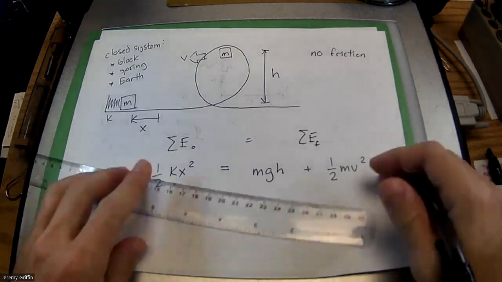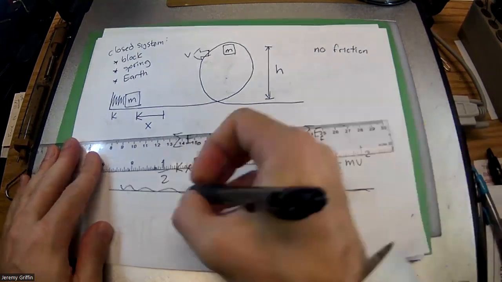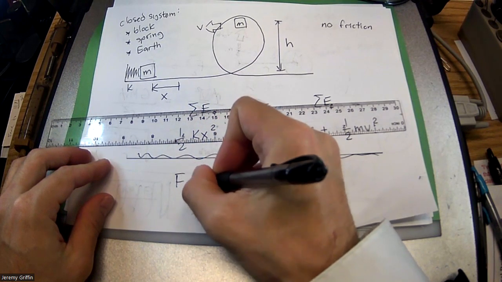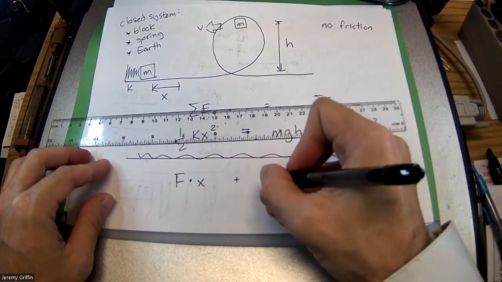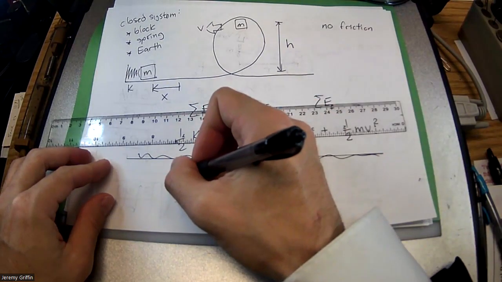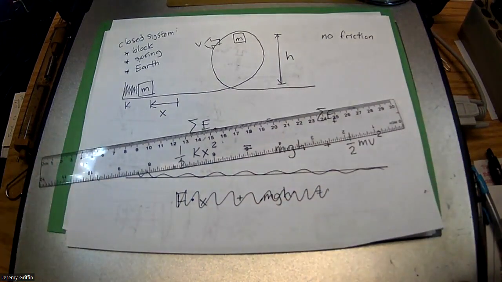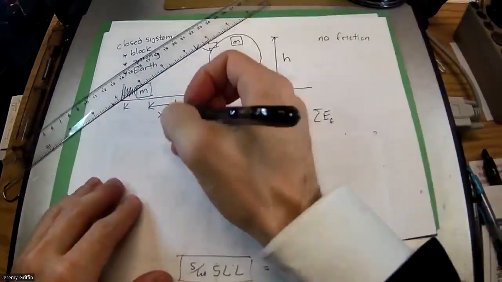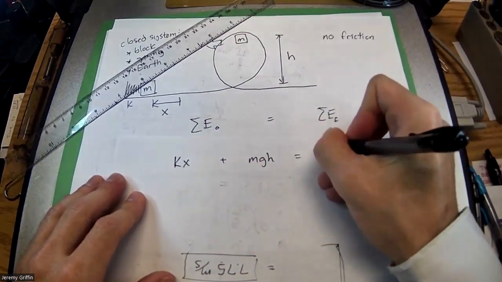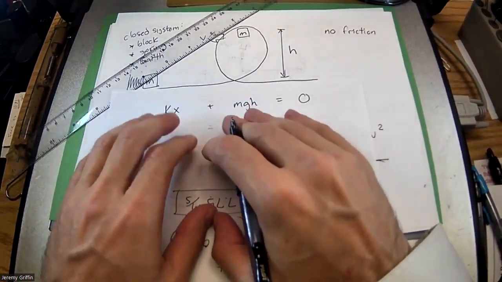Any questions? What if you ever saw an expression that looked like this? Force times distance plus mgh is equal to, wait, never mind, hold on. I think it's something else. Let me start again. What if you saw something like kx plus mgh is equal to 0? There's something fundamentally wrong with this. What is fundamentally wrong with what I wrote?